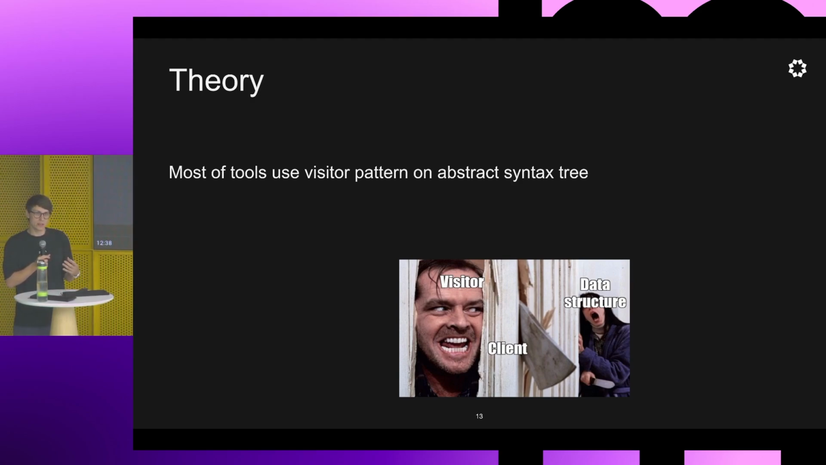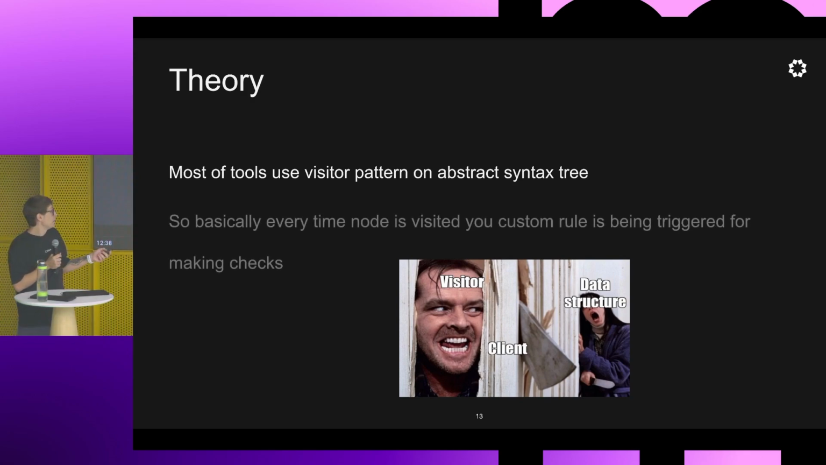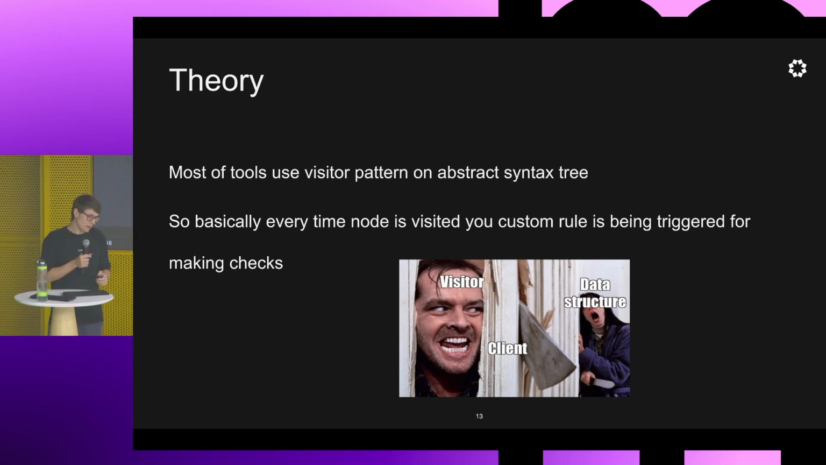So basically your custom rule is being called every time you visit the data structure, the abstract syntax tree node that you might need to scan. Yeah, so it's like a nice picture of it. The visitor will be a rule. The data structure is the abstract syntax tree of the source code, and the client is basically a linter.